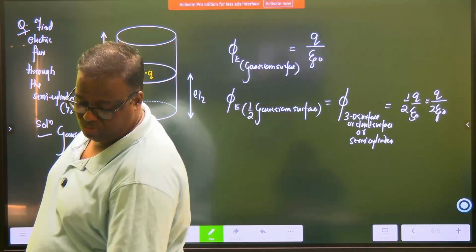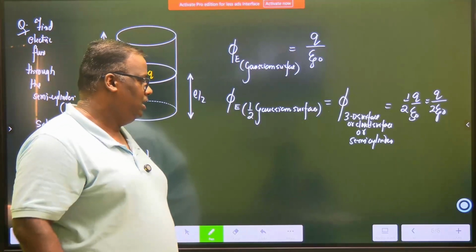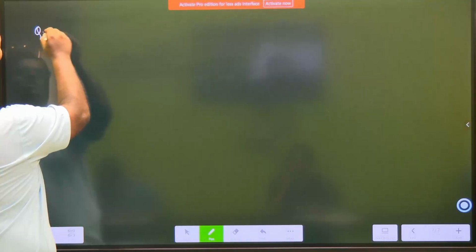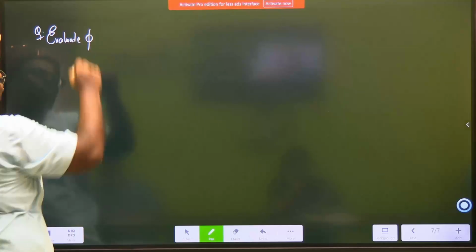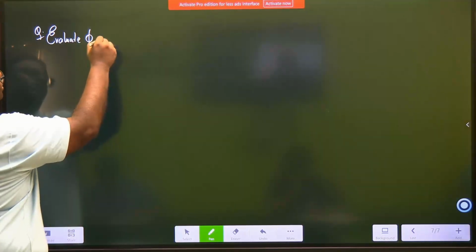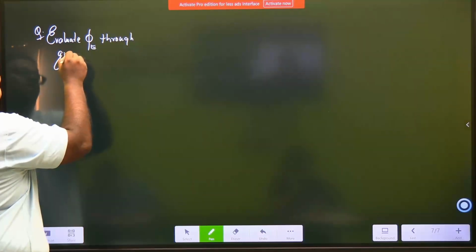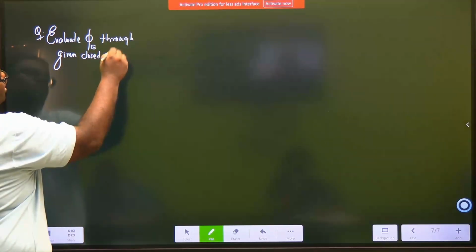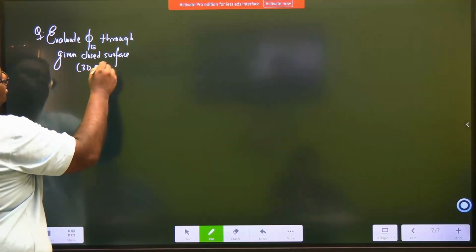Okay, now you try to evaluate. The question will be very simple. Okay, shall we? You try to evaluate. You need to evaluate now. Question: evaluate flux. Do you want me to change to the previous screen? Evaluate flux phi e through the given closed surface, given closed surface or 3D surface.